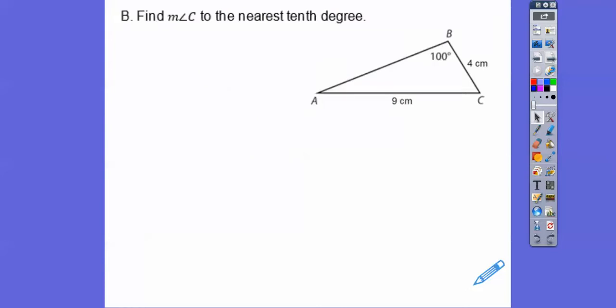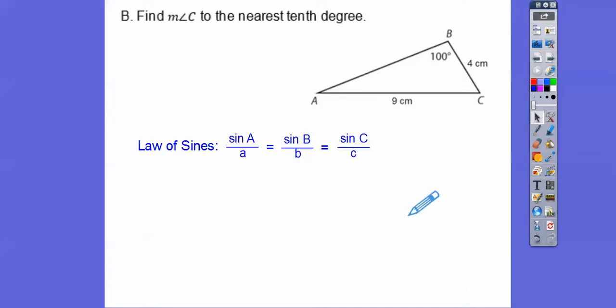All right, so find angle C. For angle C, we're going to use the law of sines on this triangle. The law of sines is the sine of this angle over the side that's opposite, equals the sine of this angle over the side that's opposite, equals the sine of this angle over the side that's opposite. That's what this says right here.